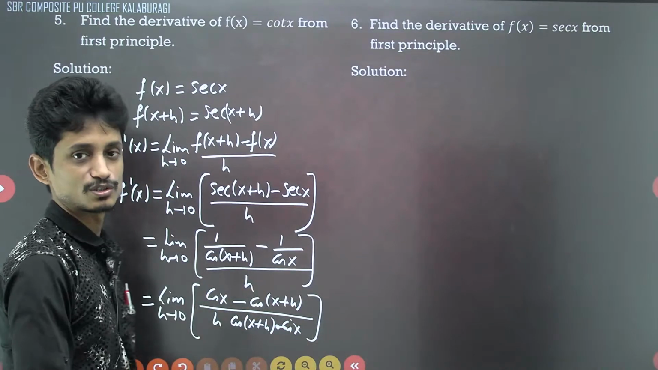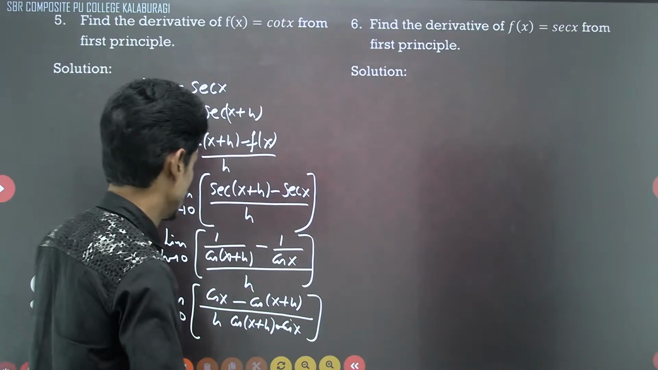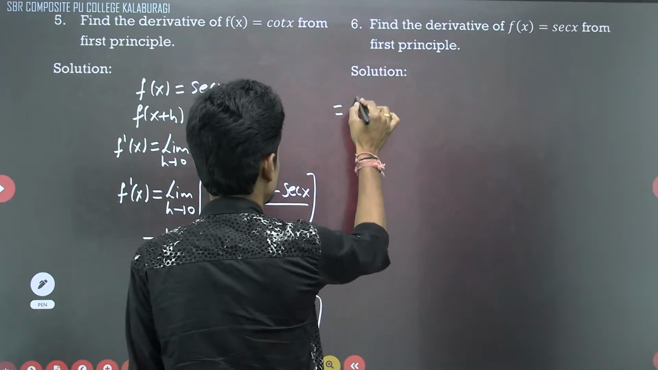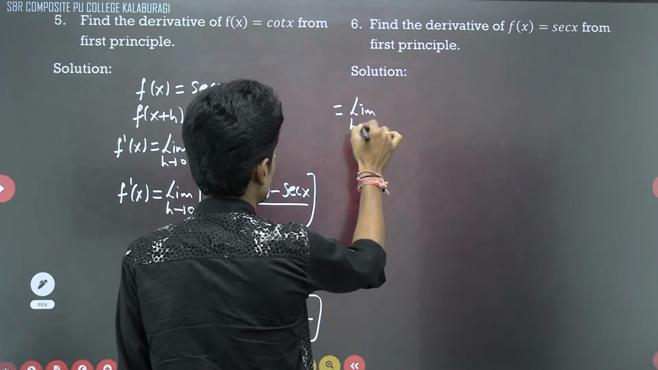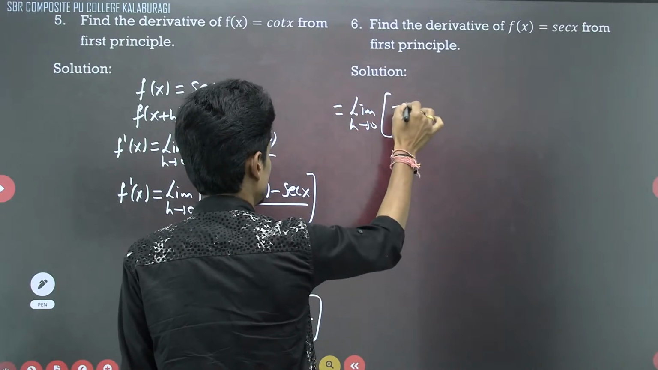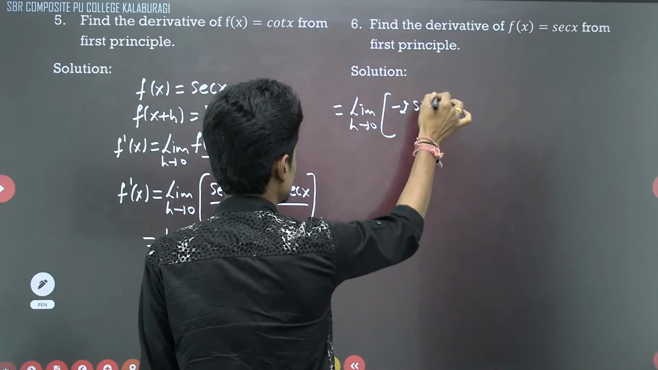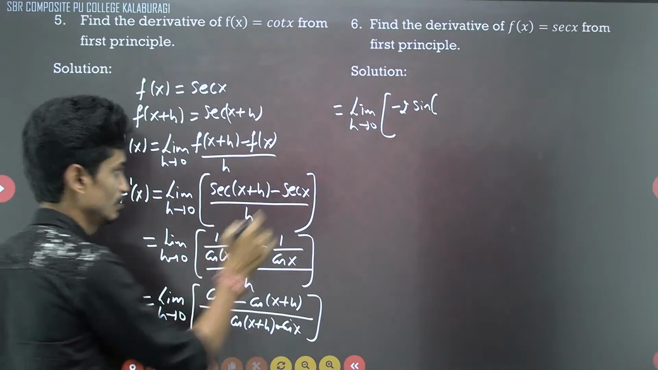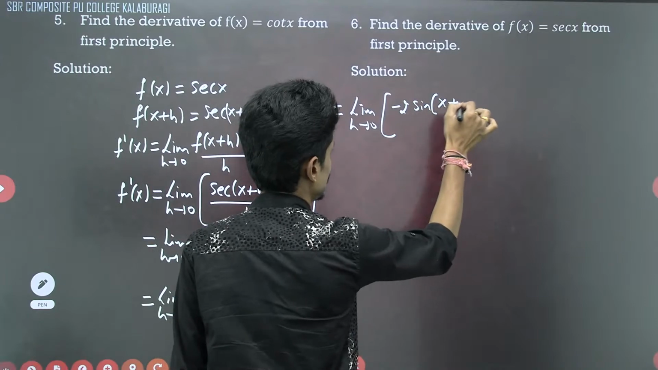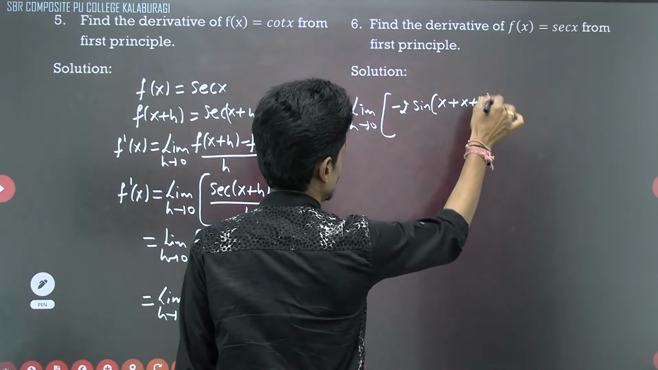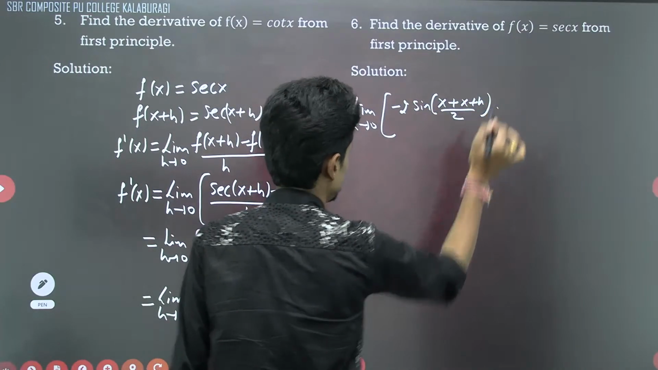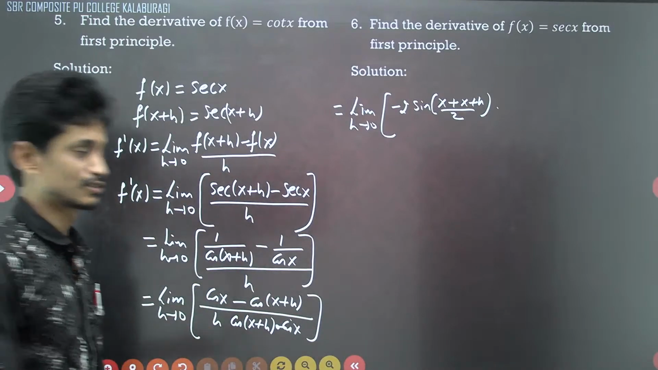Now the cos c minus cos d formula we may remember. What is our cos c minus cos d formula? We know that it is minus 2 times sin of c plus d by 2, where c value is x plus h, d value is x, so x plus h plus x by 2, into sin of c minus d by 2.